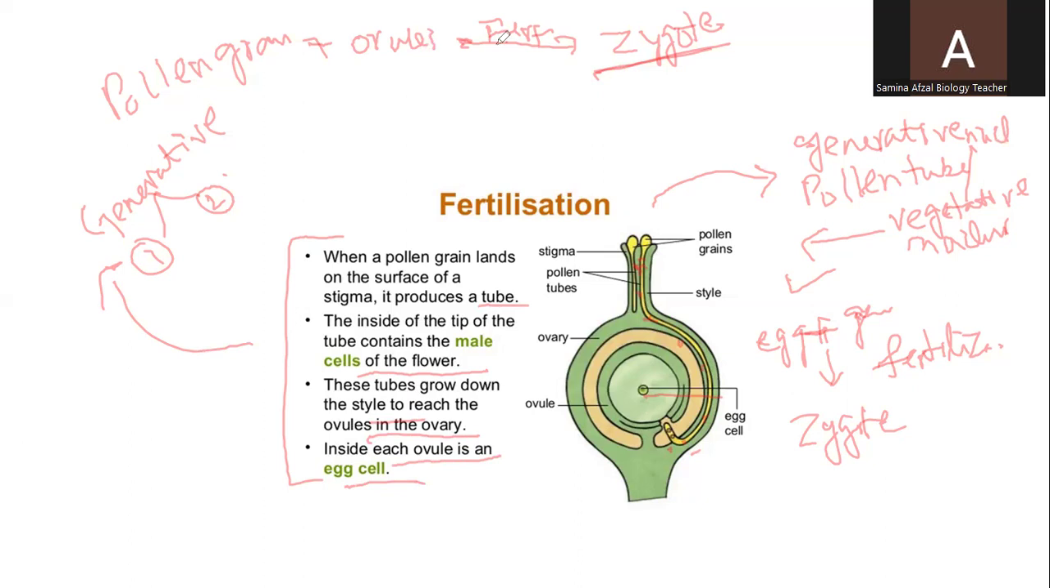And after the formation of the zygote, there will be simple cell division and there will be the formation of the embryo. The embryo is actually the seed.